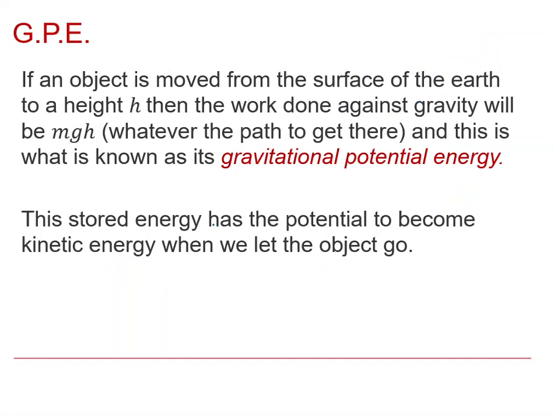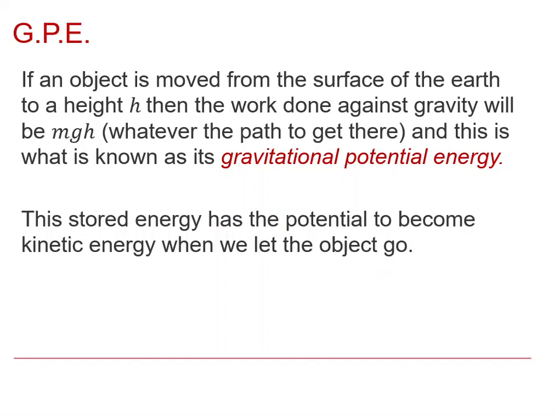So, if an object is moved from the surface of the Earth to a height h, taking the surface of the Earth as our zero, then the work done against gravity will be mgh, and we say its gravitational potential energy is mgh. When you move up, energy increases. You have to do work against gravity. When you move down, energy is released, and gravity does work for you. And that stored energy in the potential has the creative capacity to make kinetic energy when you let the object go.